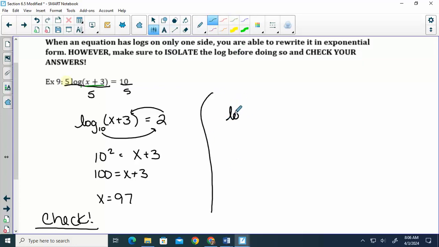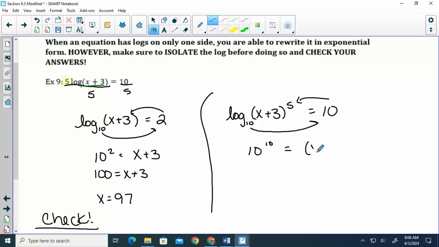If you had done this problem the other way, just to show you, so if you had written it as x plus 3 to the 5th power, you would still get there. So this is a base of 10, so you would have 10 to the 10th equals x plus 3 to the 5th. Now 10 to the 10th is a huge number, but how do you get rid of a 5th power? The 5th root.